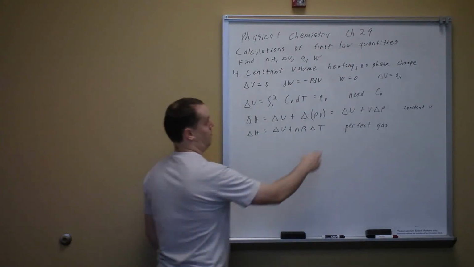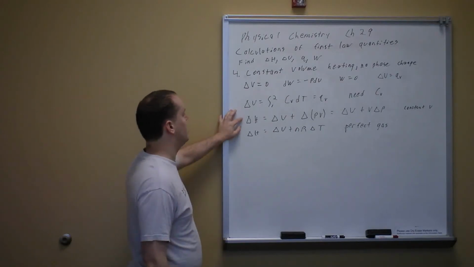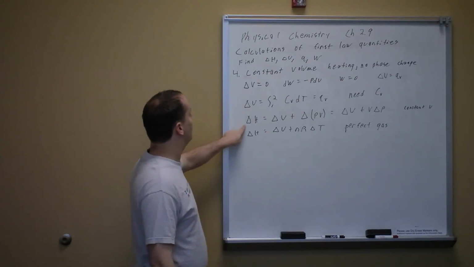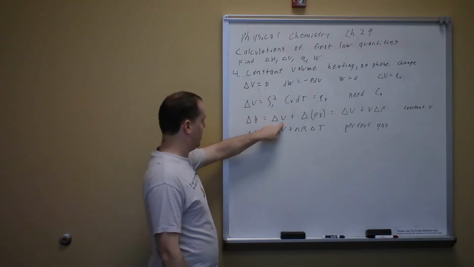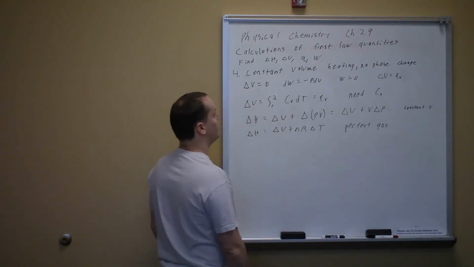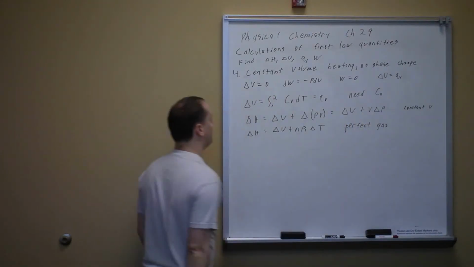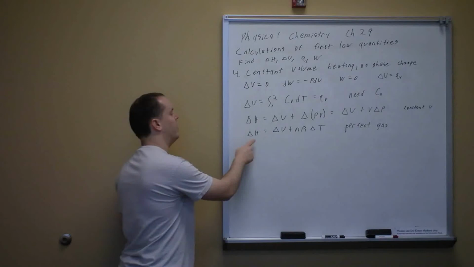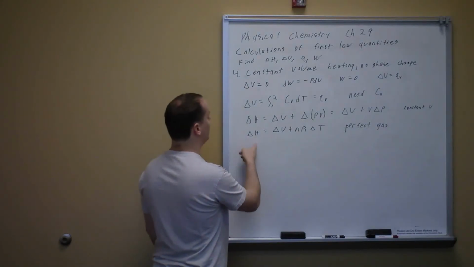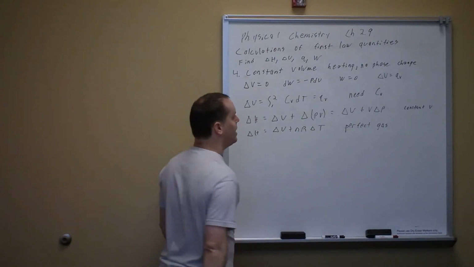So obviously, we're going to need the heat capacity at constant volume if we're going to find delta U that way. Now, we also know that delta H, enthalpy, is going to be delta U plus delta PV. Since it's constant volume, we can just pull that out and say delta H is equal to delta U plus V delta P. And of course, if we have a perfect gas, you might be able to find it the other way, saying delta H is equal to delta U plus nR delta T.